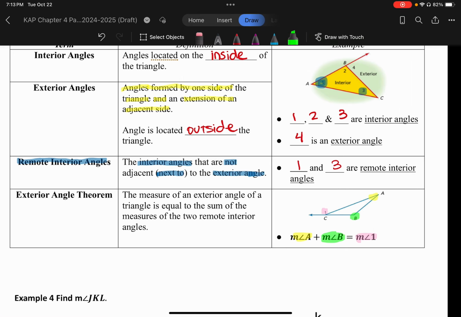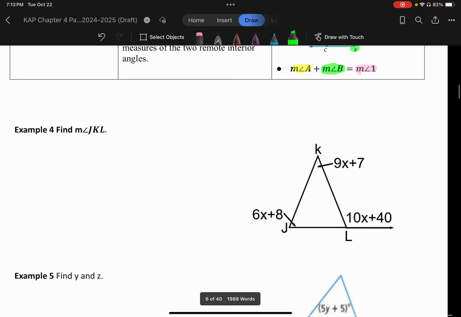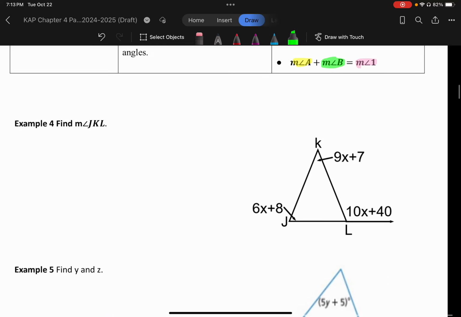And like I said, as we start to look at some more examples, you'll become more comfortable with this. But the idea here is this: exterior angle theorem states that you add the two remote interior angles, and that is equal to the exterior angle. So we'll look at some examples here. Example 4 says, find the measure of angle JKL.